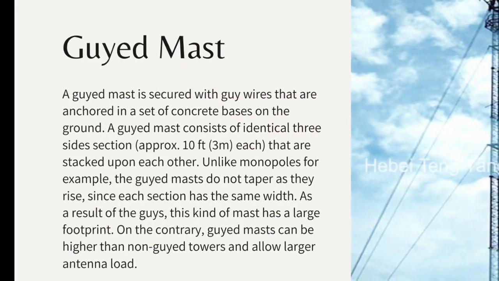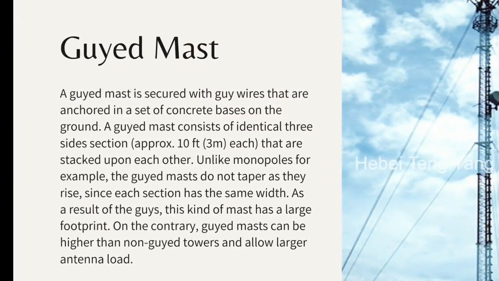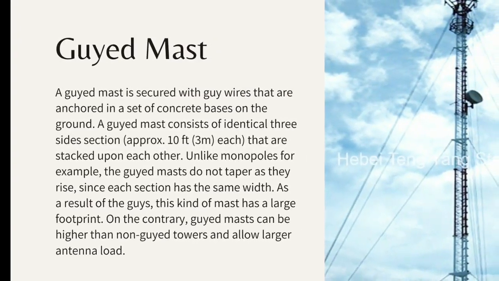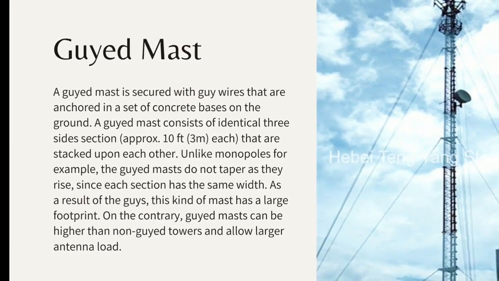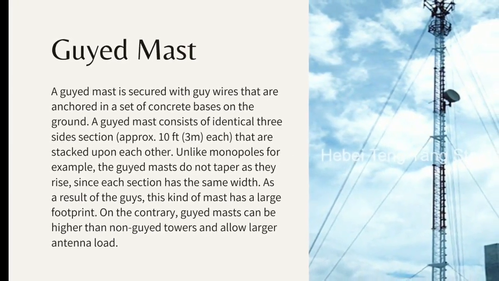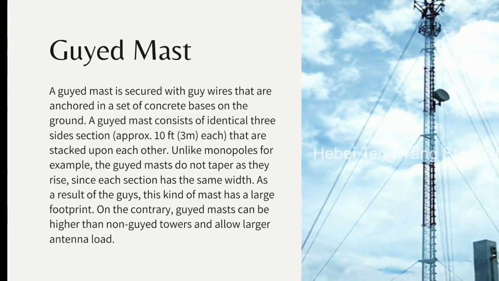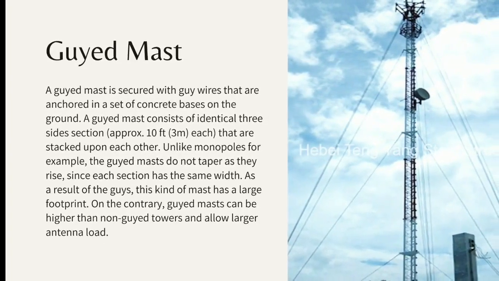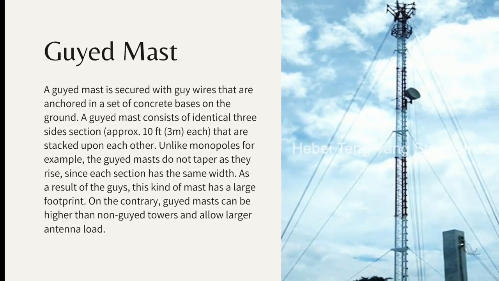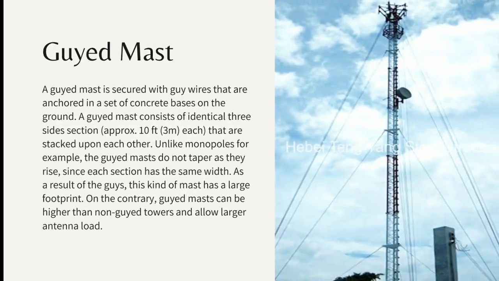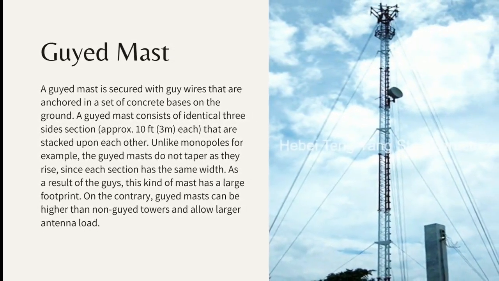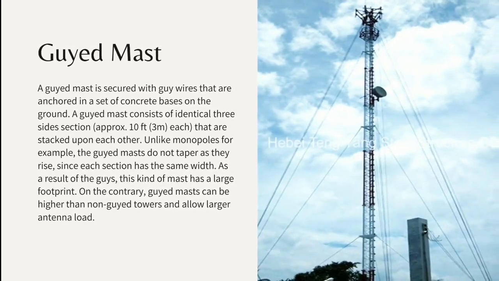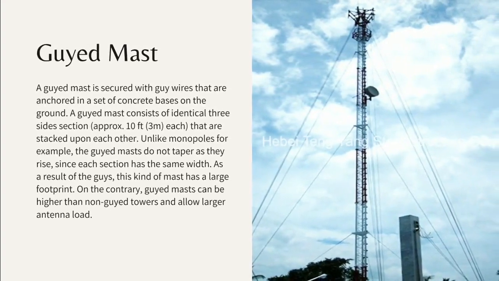The last one is a guyed mast that is secured with guy wires that are anchored in a set of concrete bases on the ground. This mast consists of identical three-sided sections, approximately 10 feet or 3 meters each, that are stacked upon each other. Unlike monopoles, for example, guyed masts do not taper as they rise, since each section has the same width. As a result of the guys, this kind of mast has a large footprint. On the contrary, guyed masts can be higher than non-guyed towers and allow larger antenna load.